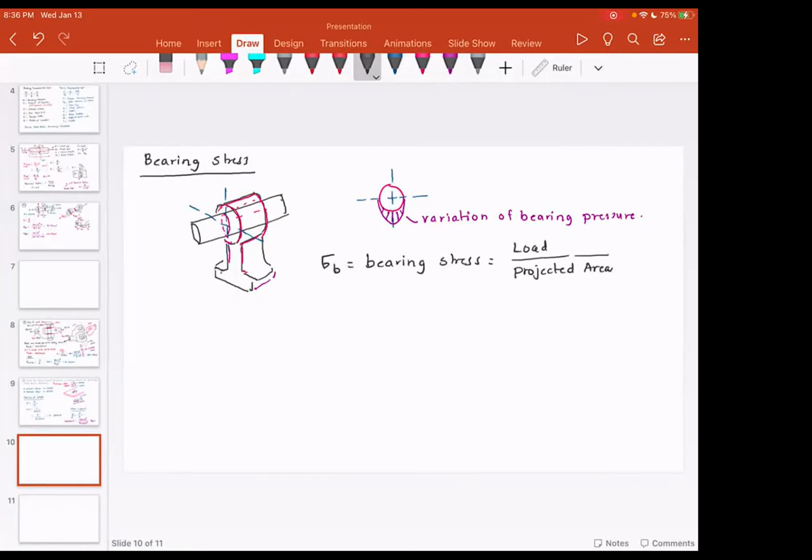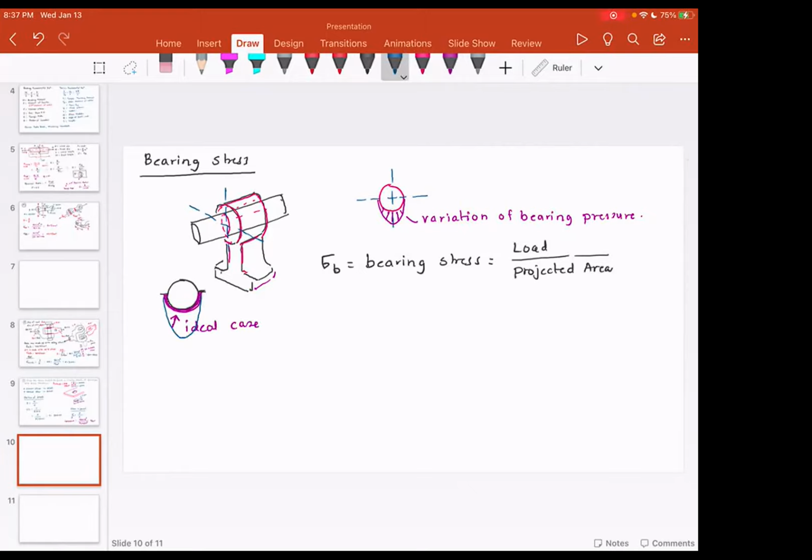So let me tell you what is happening. If you look at the way the whole thing is, the load is initially distributed like this. However, please note that this is an ideal situation. Usually, the load is not uniformly distributed. So this is an ideal case, but in the actual case, the load is not distributed uniformly, and you will see the load is distributed something like this. That means the pressure is not uniform.